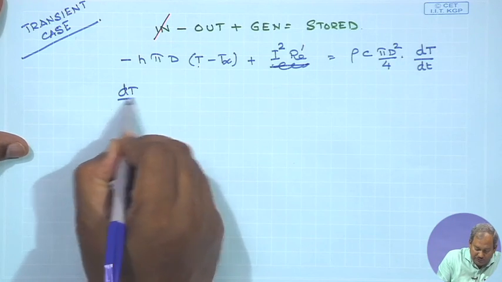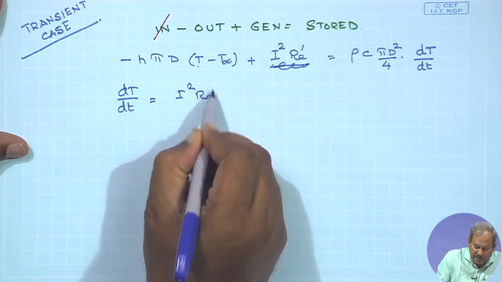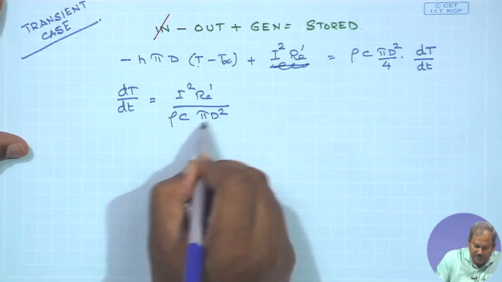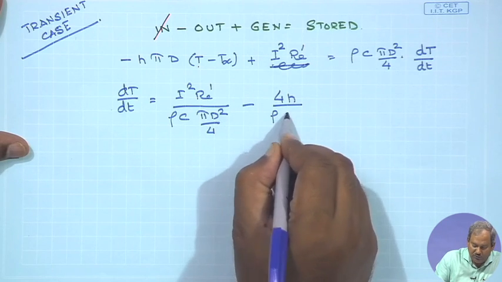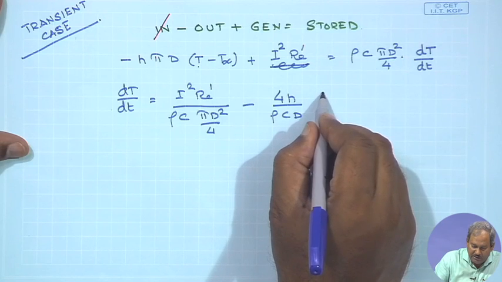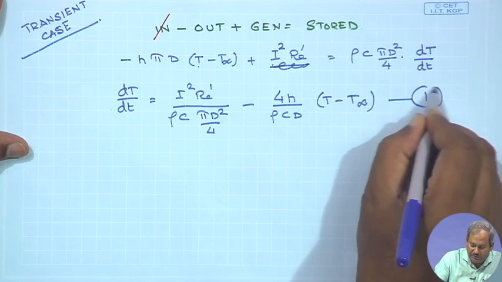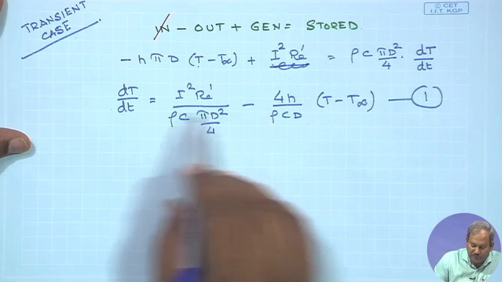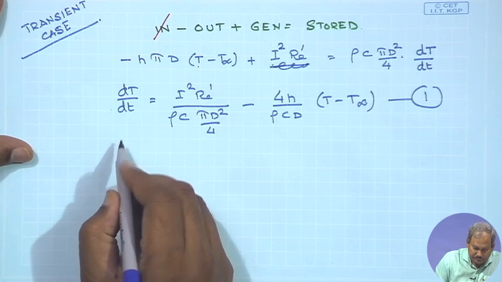So, a slight rearrangement would give you dT/dt as I square R e prime by rho c pi d square by 4 minus 4 h by rho c d times T minus T infinity. This is the governing equation which I need to integrate in order to solve for the time needed for the temperature to reach a specific value.